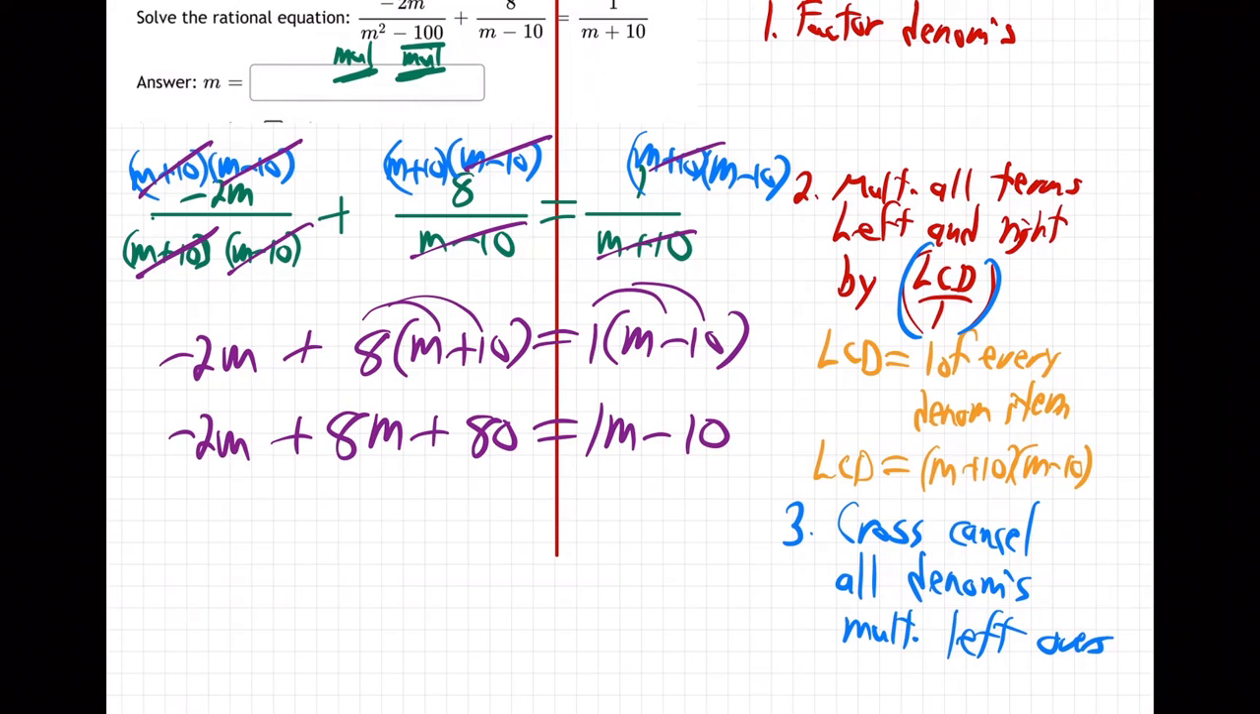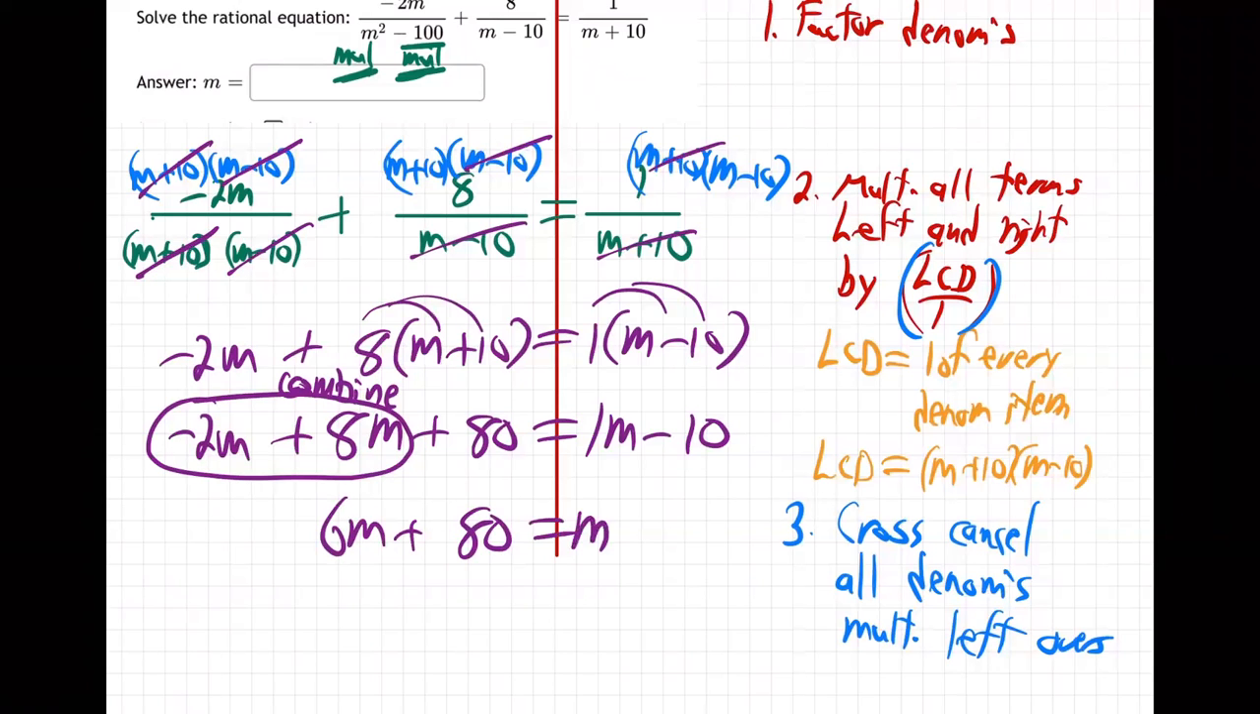All right. Now, no more fractions. Now we just solve, but that's easier said than done. Remember when we have m's on the same side, we combine. I'm going to combine those two. 8m minus 2m is 6m. Okay, good so far.